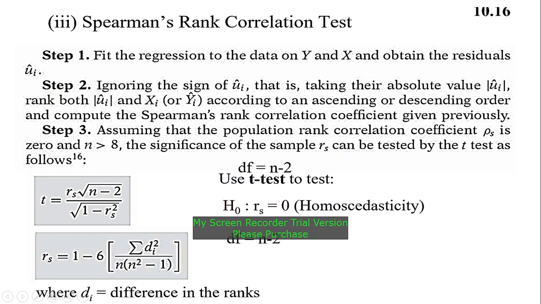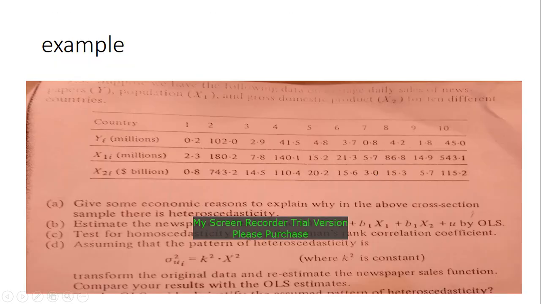Okay, or H1 is said that rs is not equal to 0. So that's that. So now let's take a simple example and run through it, and we'll bring this lecture or tutorial to an end. With the example given, we are going to concentrate on question C, where it says that we should test homoscedasticity using Spearman rank correlation.